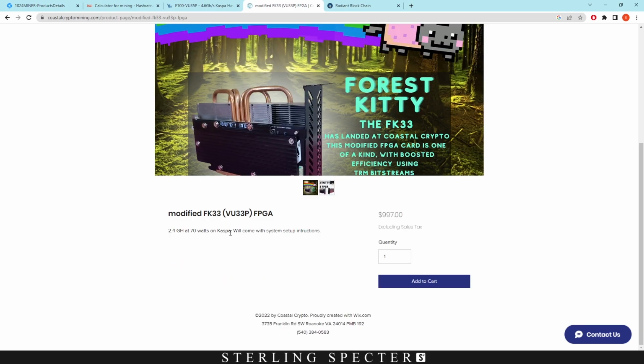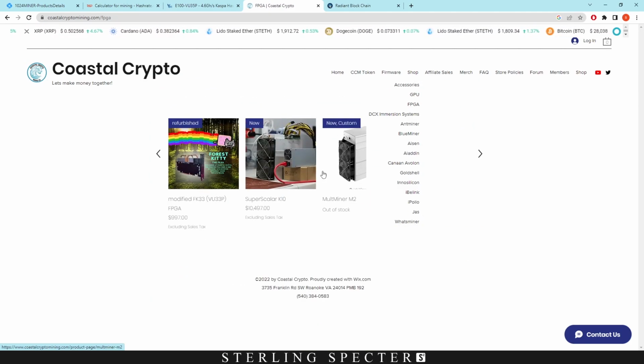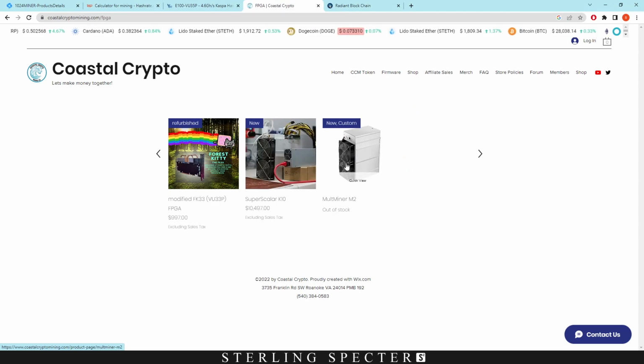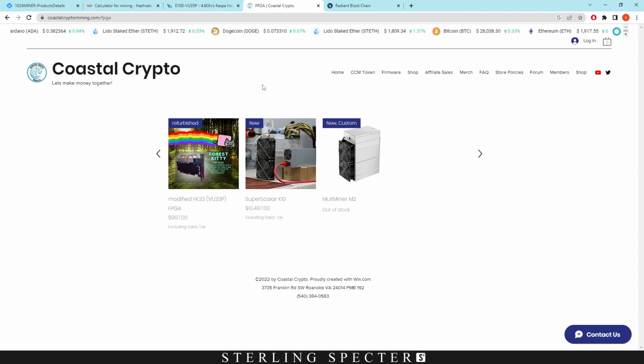I don't know if they're going to be coming out with updates on other coins, because they currently only mine on Kaspa. And then if you click on shops and FPGAs, you just get the multi-miner that they had here, and then the superscalar, which was kind of the original Kaspa ASIC before ASICs were available.